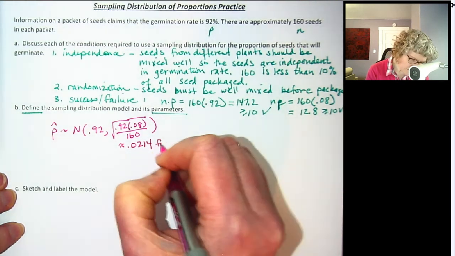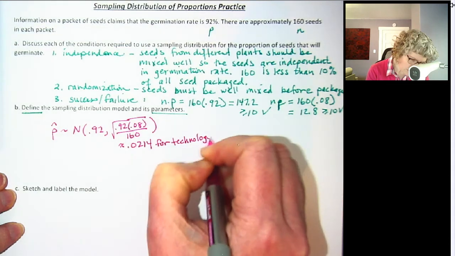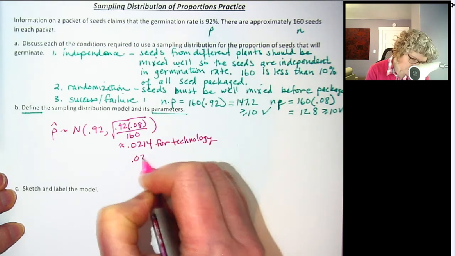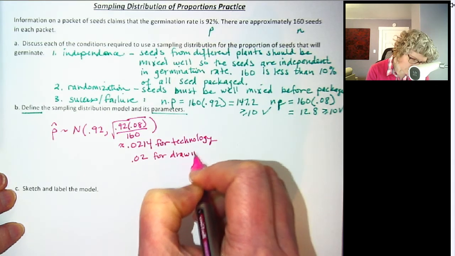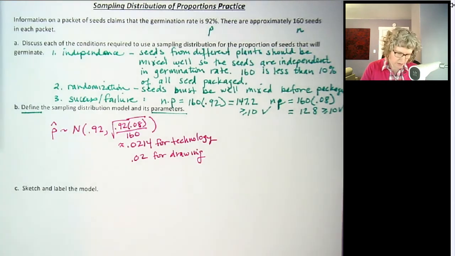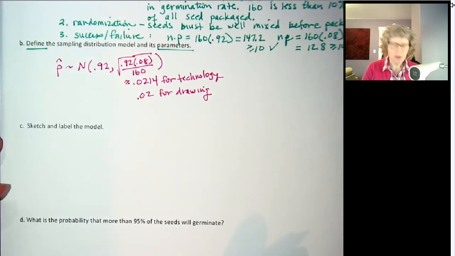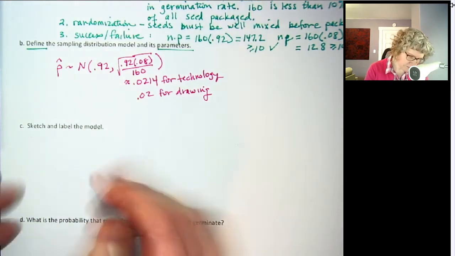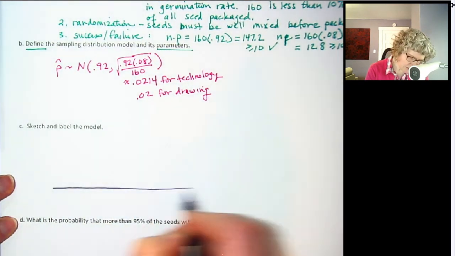0.0214. That's for technology. But when I draw it, I'm going to do 0.02. Okay. So now we're going to sketch and label the model. So yay, we get to make another normal curve. I'm going to leave myself lots of space to label this one.